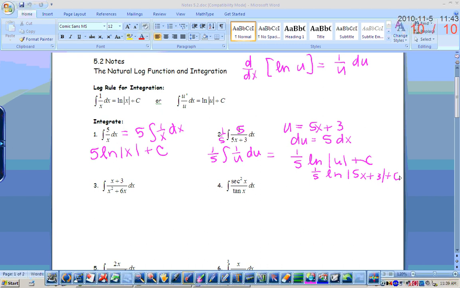All right, at this point, when you see a fraction, start by letting u equal the bottom. So number 3, let u equal x squared plus 6x. So what's du? 2x plus 6 dx. Can we make the top into 2x plus 6 dx? Yep. Multiply the whole top by 2. Therefore, have a 1/2.